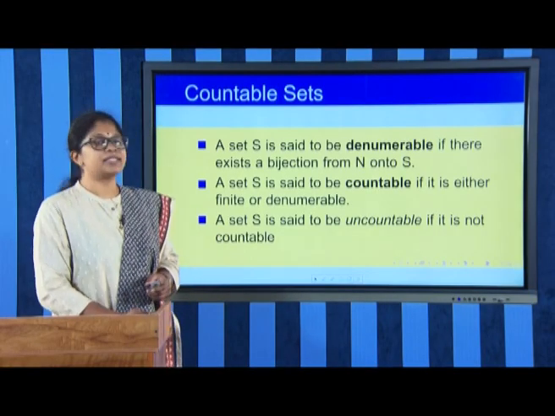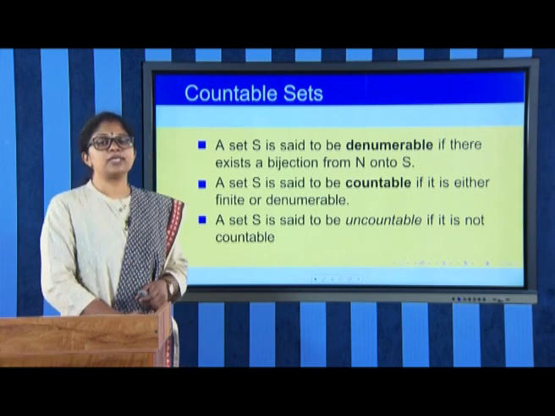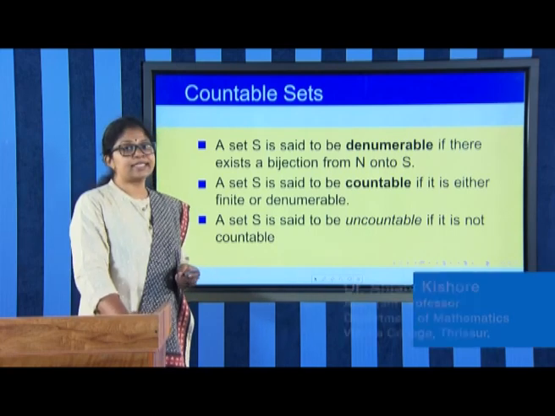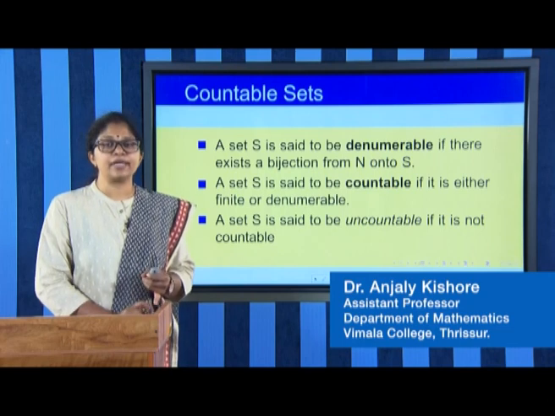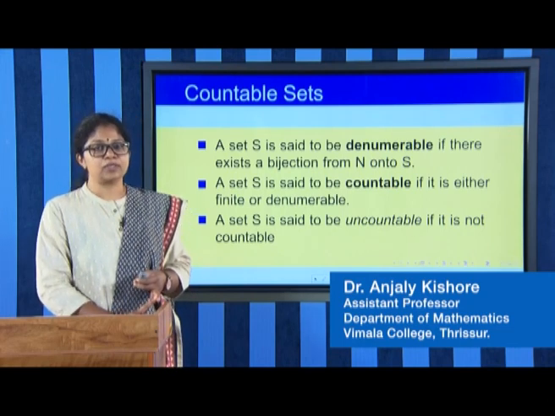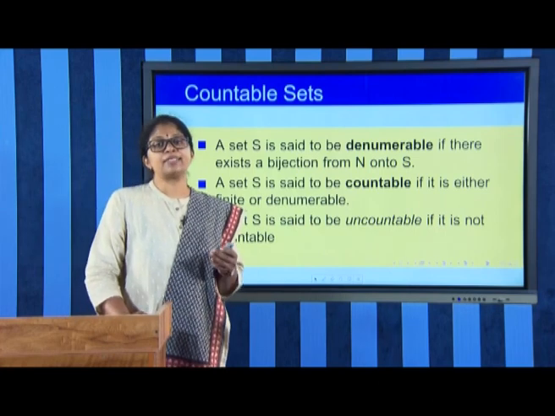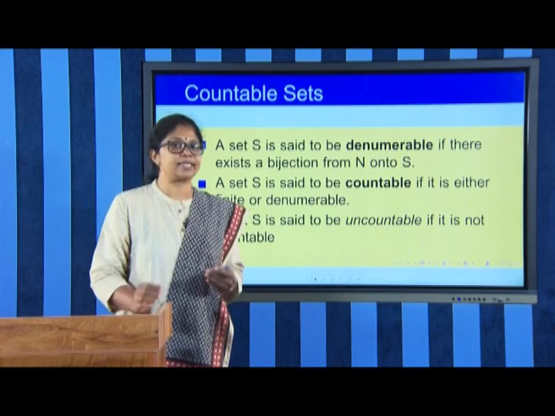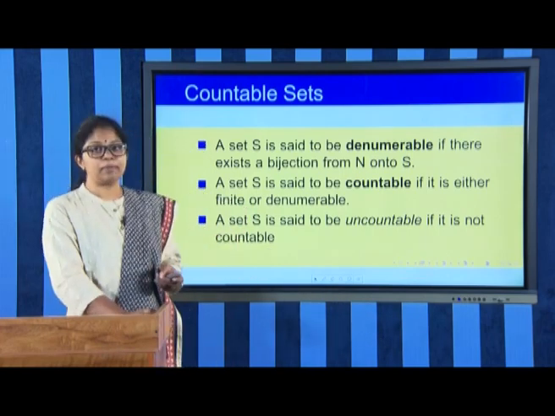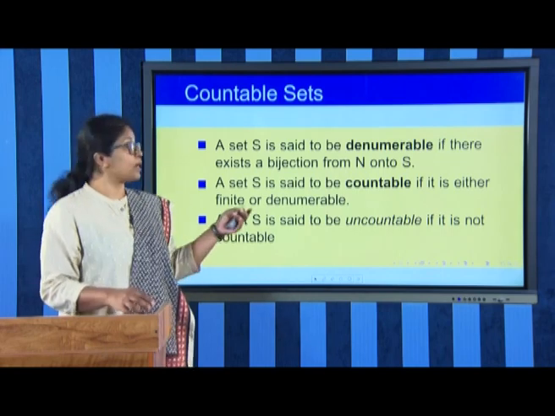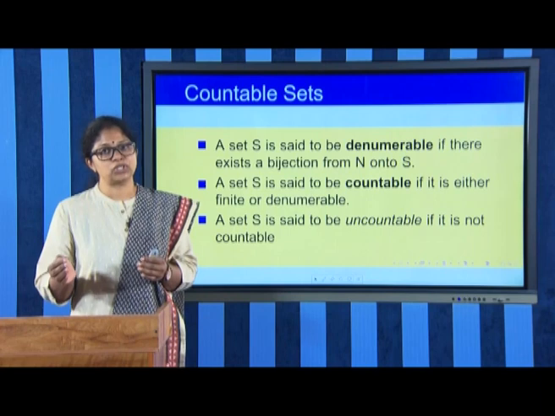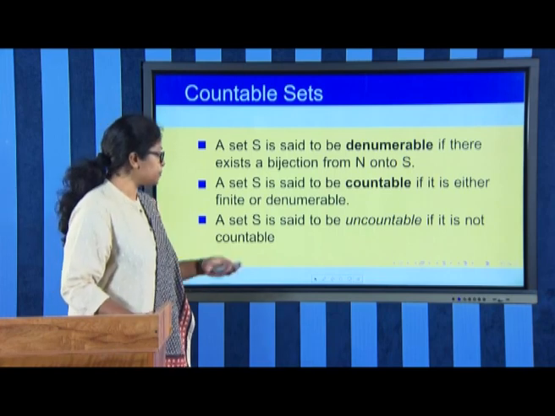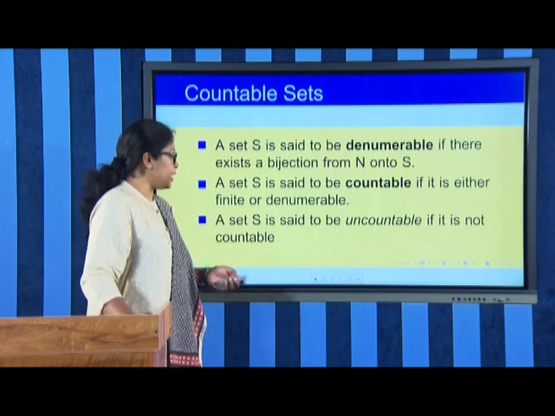A set S is said to be denumerable if there exists a bijection from the set of all natural numbers to the set S. A set S is said to be countable if it is either finite or denumerable. We have seen in the previous session that a finite set has a bijection from a subset Nn of N onto the set S. So, a set is said to be countable if it is either finite or denumerable, that means there exists a bijection either from Nn onto S or a bijection from N onto S. And a set is said to be uncountable if it is not countable.